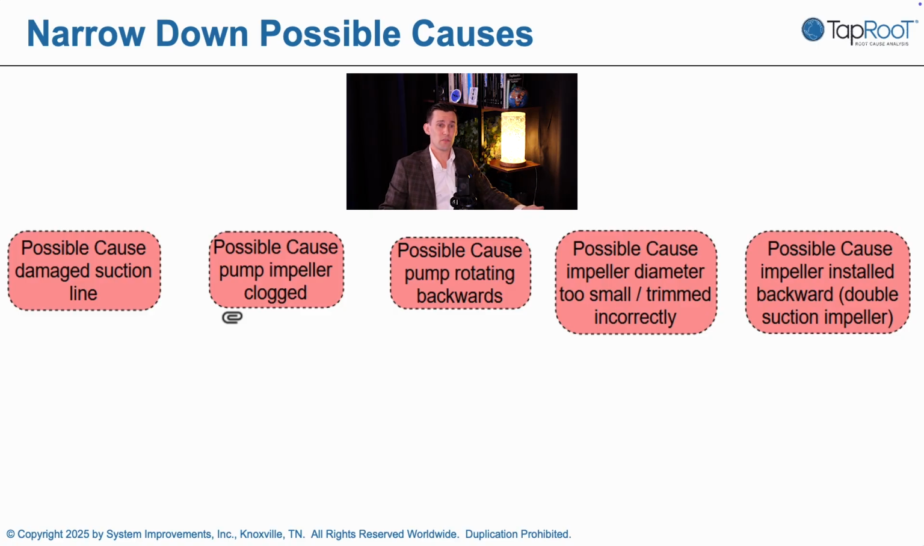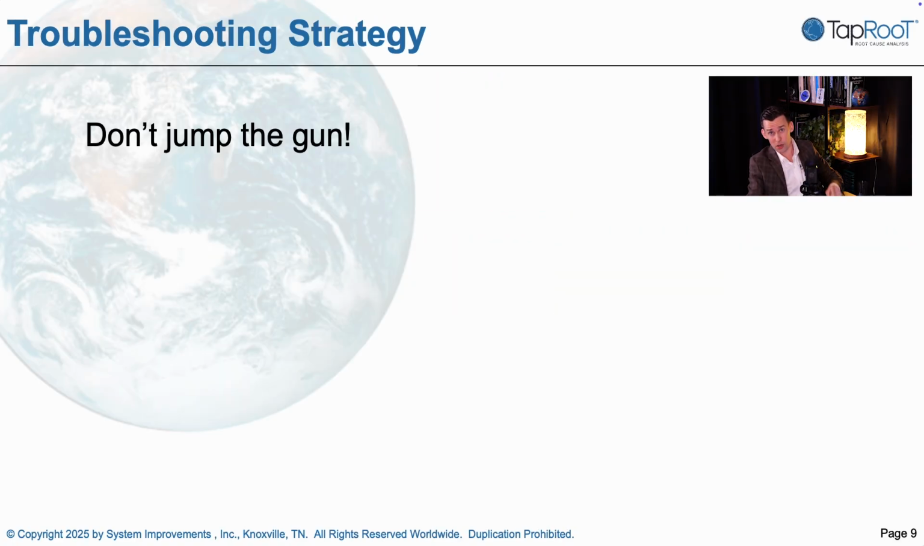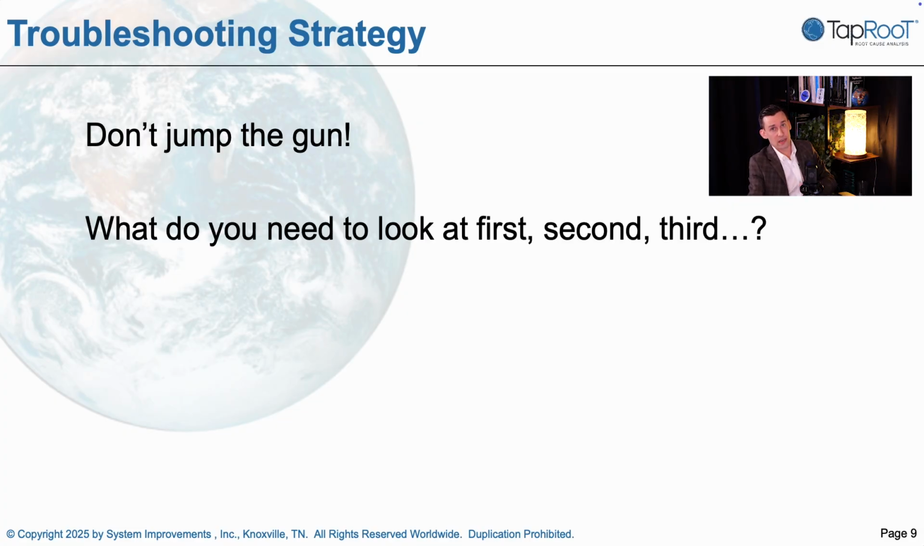So I need to start forming a strategy. Which one of these am I going to look at first? So don't jump the gun. Don't immediately pull it apart looking for that smoking gun. We need to plan out what are we going to look at first, second, and third. And if I find something like a valve lineup or maybe some kind of cavitation or maybe some kind of pressure issue that I don't have to take the pump out to fix, problem solved. Equipment back online as quick as possible.